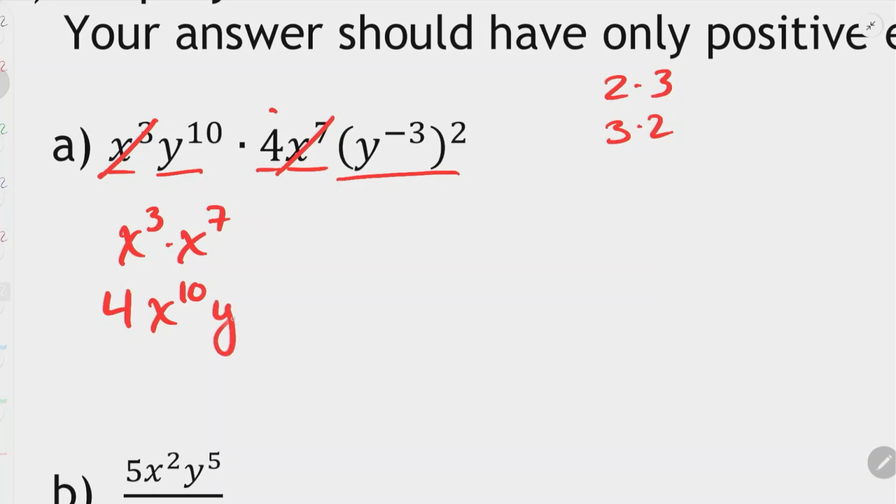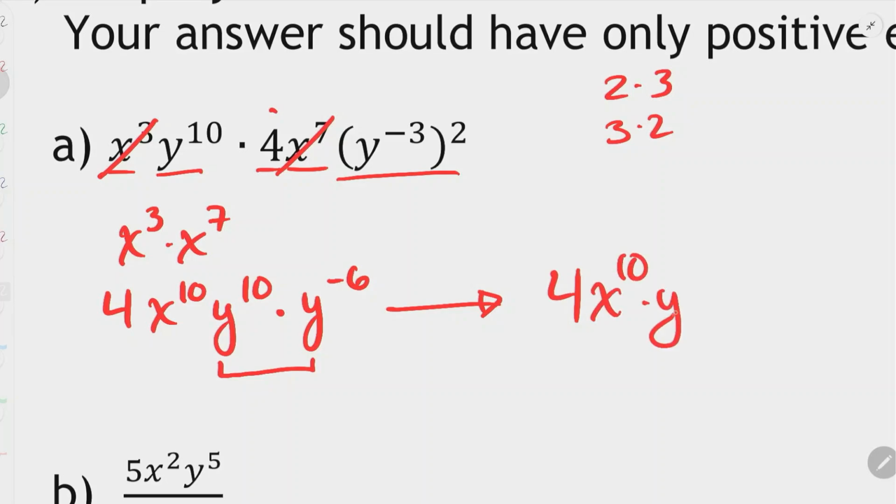And there is a y to the 10th. And then I want to bring this in too, and there's also a y to the negative 6th power, right? If I have a power that's raised to another power, it's two of these. It's y to the negative 3rd times y to the negative 3rd, which is y to the negative 6th. Now, final thing I can do is combine those. y to the 10th times y to the negative 6th is going to be y to the 4th. So the final answer that I should write down on the line is 4 times x to the 10th times y to the positive 4th power. So there's our answer for A.